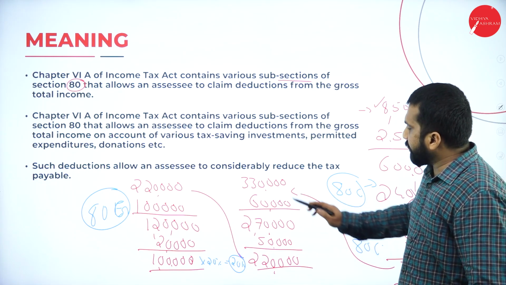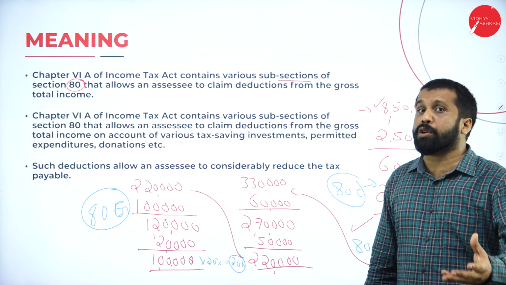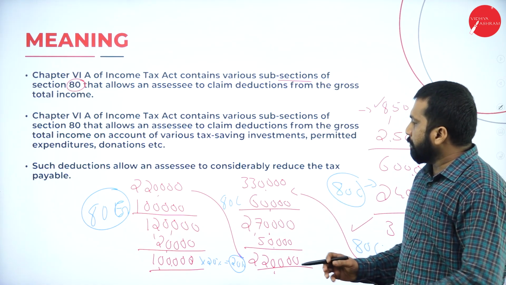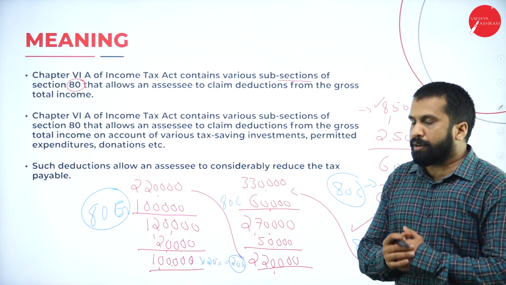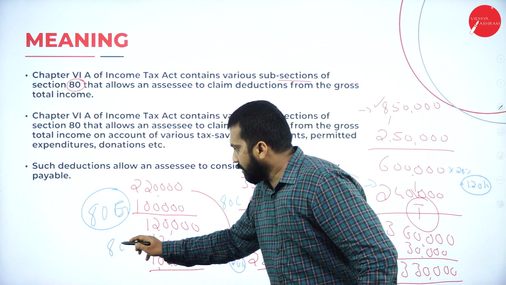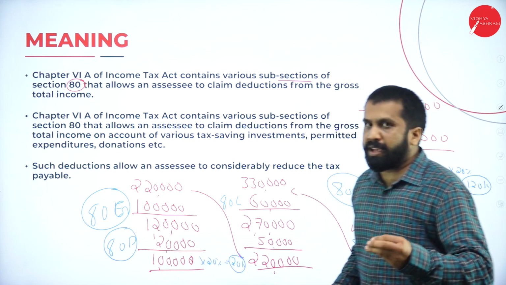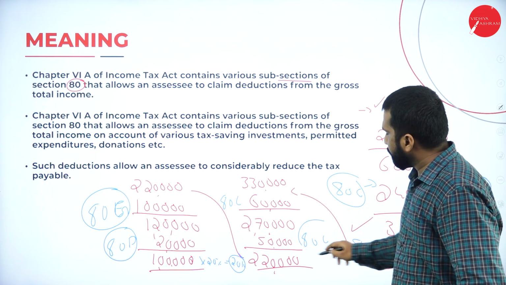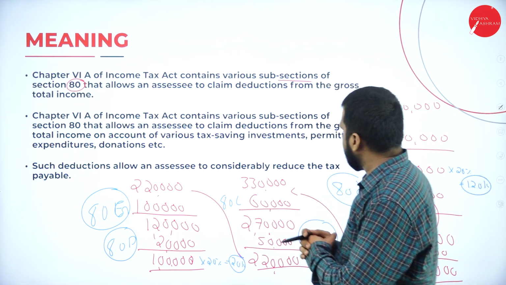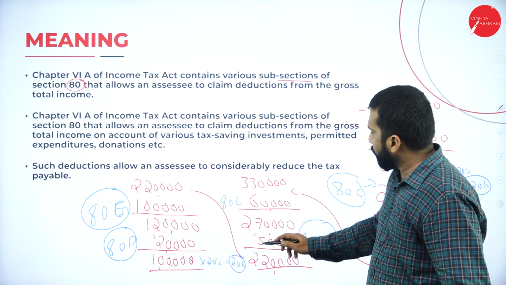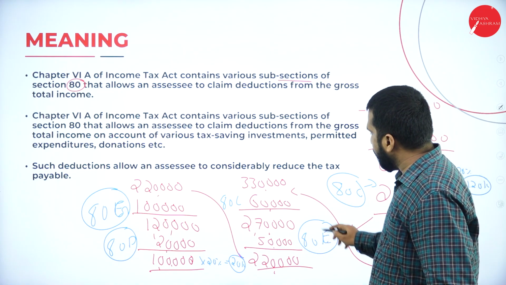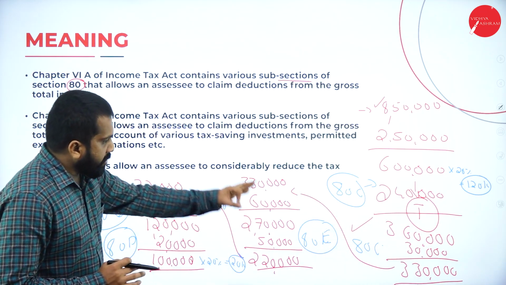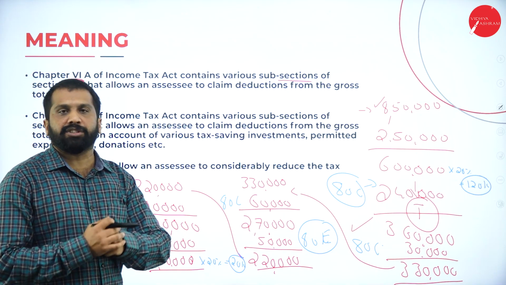Now, you have 60,000, some post office savings you made. That is 80C. Some insurance you paid, that is 80D. You paid your daughter or son's school fees of 50, that is 80C. So these are the deductions. If it is an education loan, it will be 80E. Just assume that now. So these are called deductions.